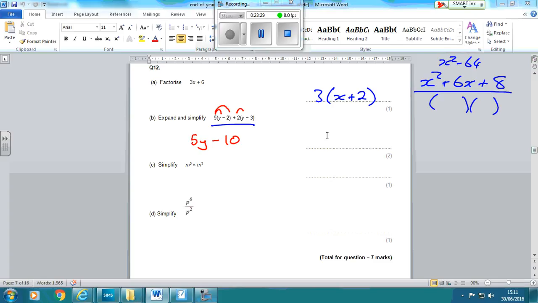Next, we've got 2 lots of y and we've got 2 lots of minus 3. So 2 lots of y is going to be 2y. 2 lots of minus 3 is going to be minus 6. And there we have it. And that's going to be your first mark. So you've got 2 marks there.